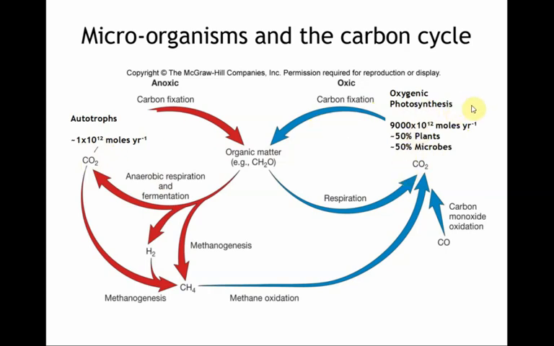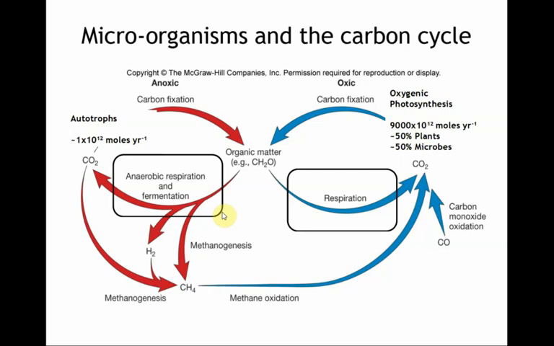And in terms of the mix between plants and microbes, that is cyanobacteria basically, then it's about 50-50. So cyanobacteria in the oceans, they'll be fixing about half the CO2 that is taken up in any given year. So all of this will give us organic carbon, which then is going to be recycled back to carbon dioxide, either through respiration or through anaerobic respiration and fermentation in anaerobes.